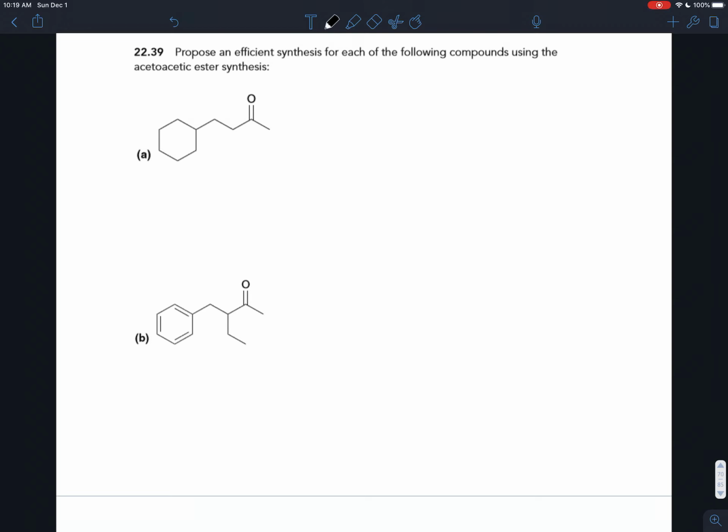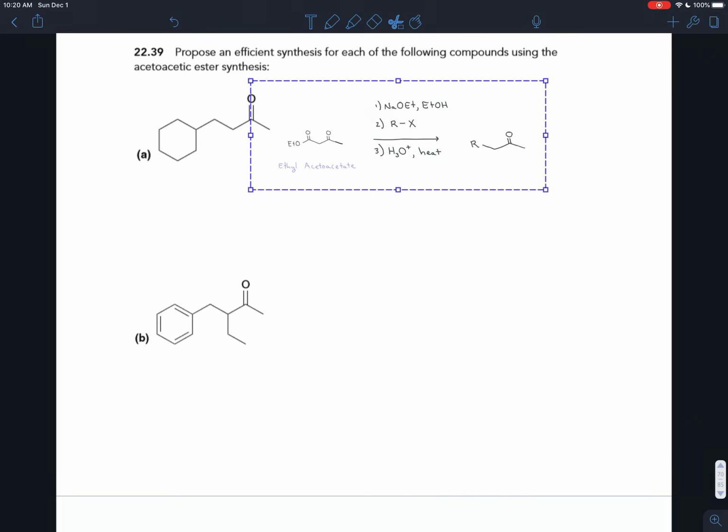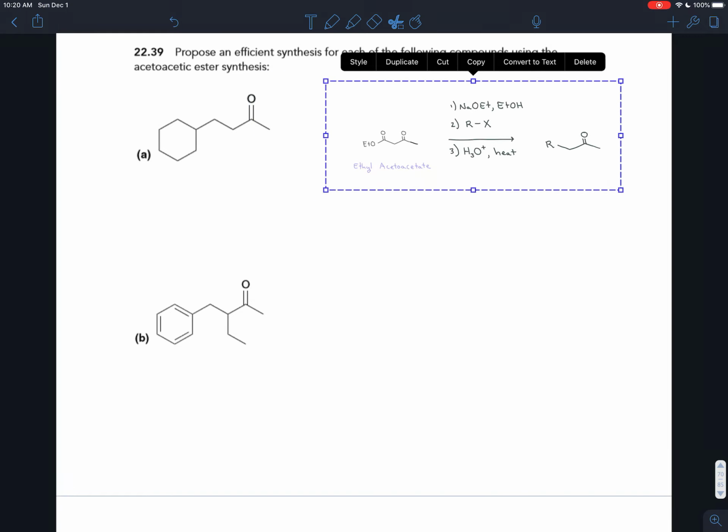Exercise 2239 is asking you to use the acetoacetic ester synthesis to make a few compounds, to make these methyl ketones. Now we came up with a recipe for the acetoacetic ester synthesis in the last video, and we explained what each of these different reagents is doing in this recipe.